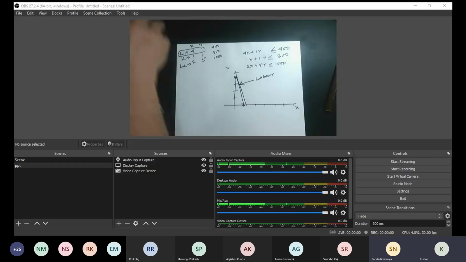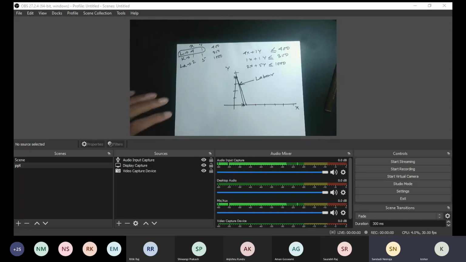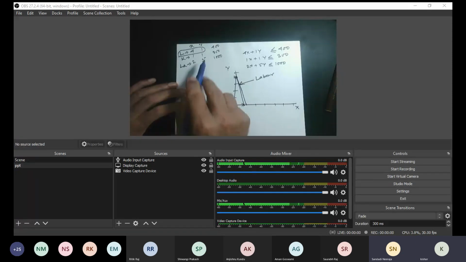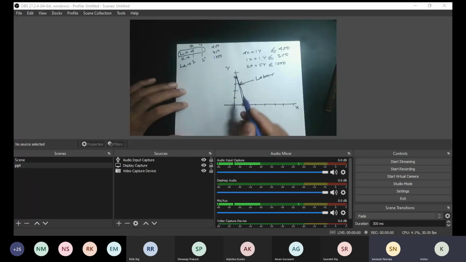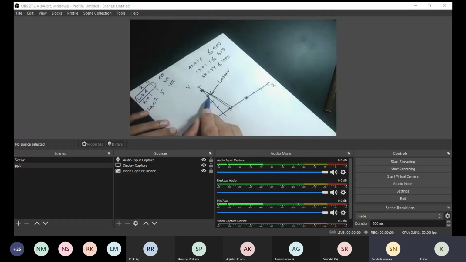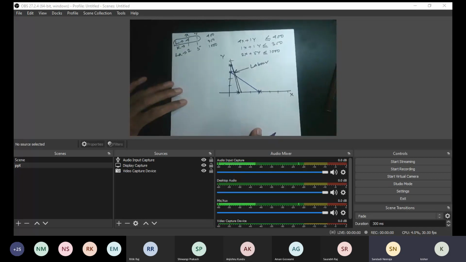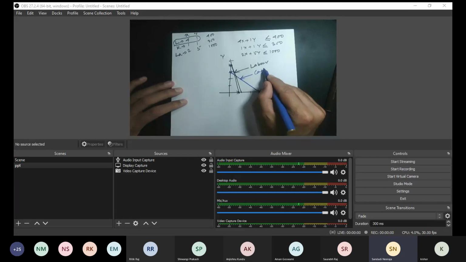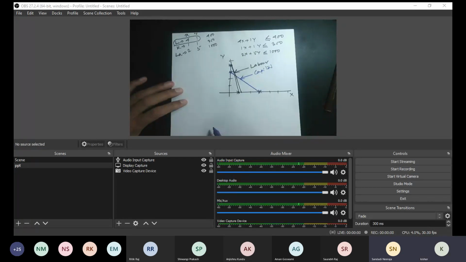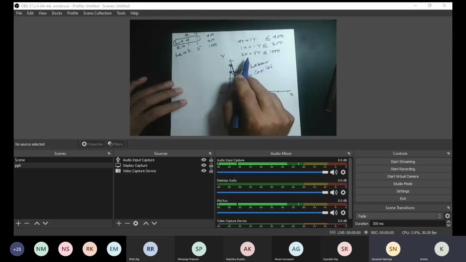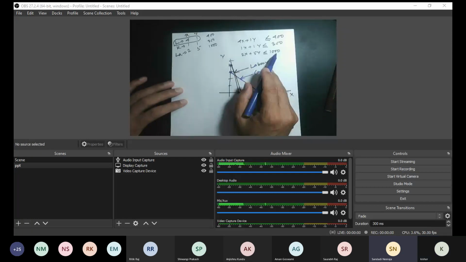Now think about capital, machine hour. 1x plus 1y is 300. Means you will get a point somewhere here, another point will be here. If you join these two points, you will get another line like this. And this will be the line for capital. Similarly for land, 2x plus 5y is less than or equal to 1000.